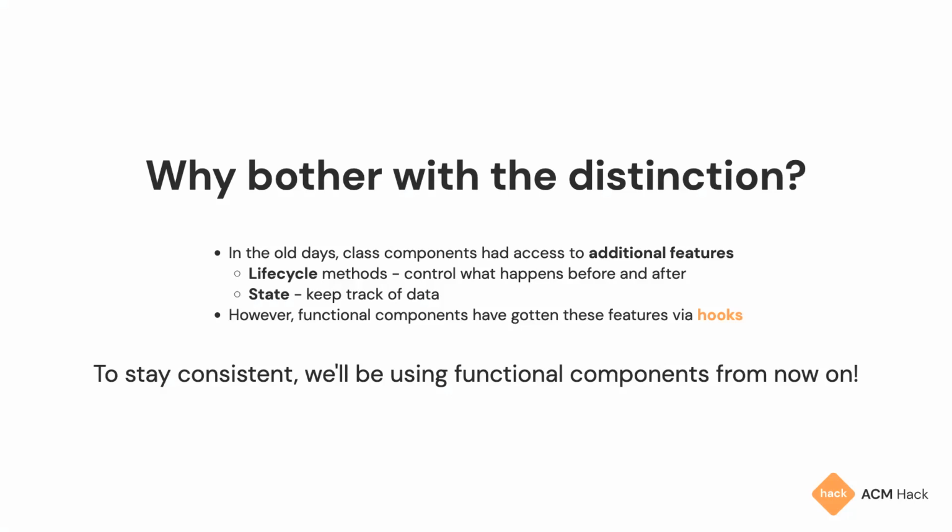So why bother with this distinction? Well, in the old days, class components had access to additional features that functional components didn't have. First of all, lifecycle methods. Class components had a certain lifecycle. I don't remember what it is now because I haven't used them in so long. But you have functions like componentDidMount, componentWillUnmount, componentDidUnmount or stuff like that. Basically, what these functions do is that when the component is rendered on the page or re-rendered, and then after it gets de-rendered, when you switch off of it and it doesn't need to be displayed anymore, you can run code to do stuff with that.